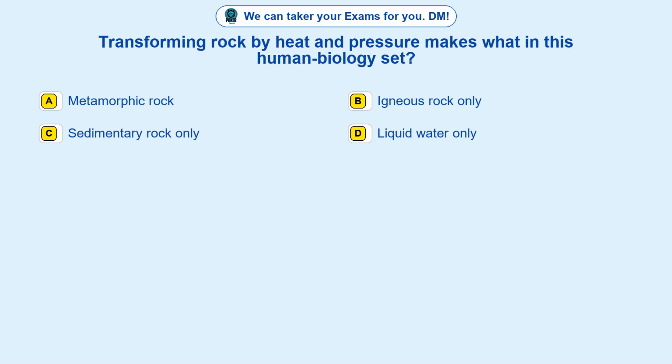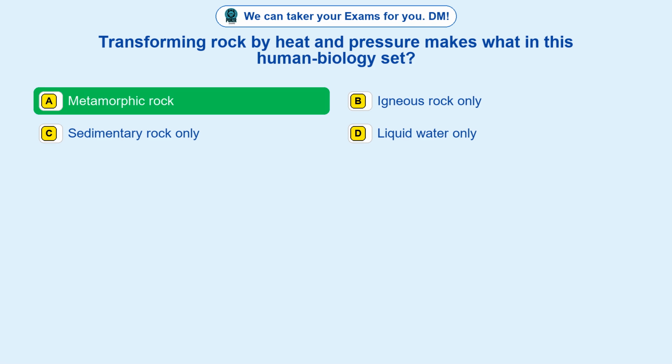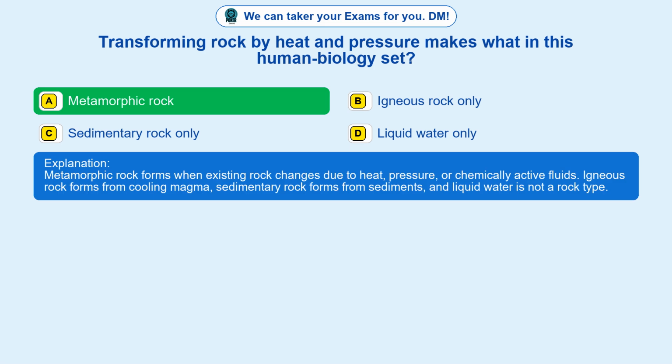Question 86. Transforming rock by heat and pressure makes what in this human biology set? Option A, metamorphic rock. Option B, igneous rock only. Option C, sedimentary rock only. Option D, liquid water only. The correct answer is option A, metamorphic rock. Metamorphic rock forms when existing rock changes due to heat, pressure, or chemically active fluids. Igneous rock forms from cooling magma, sedimentary rock forms from sediments, and liquid water is not a rock type.